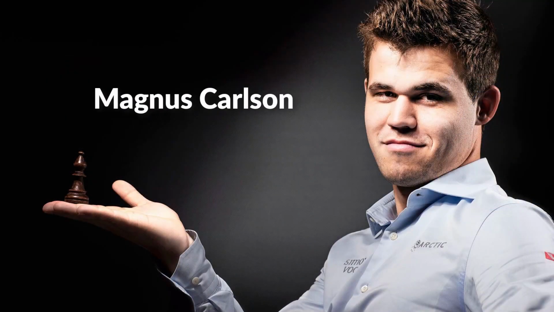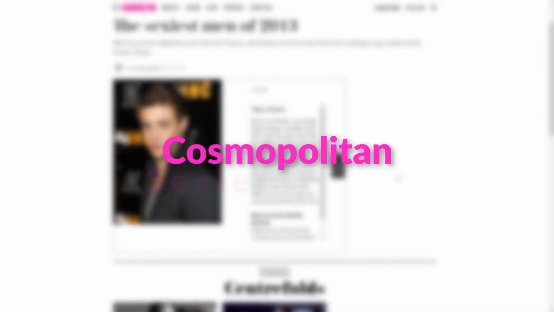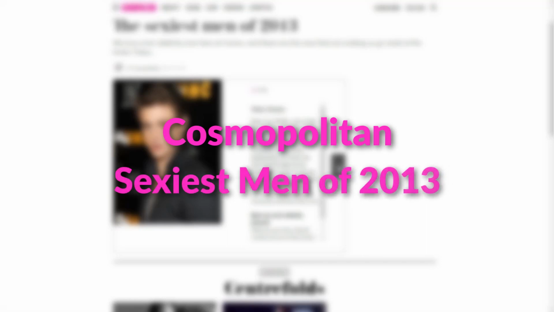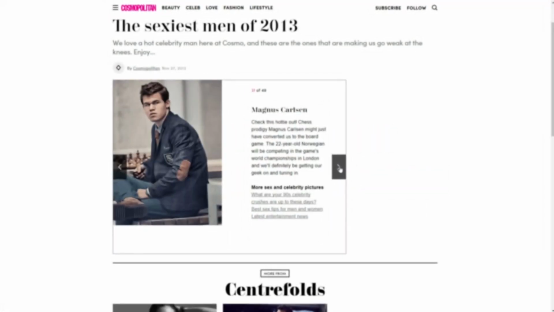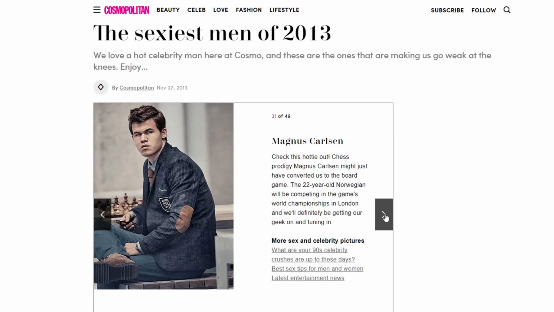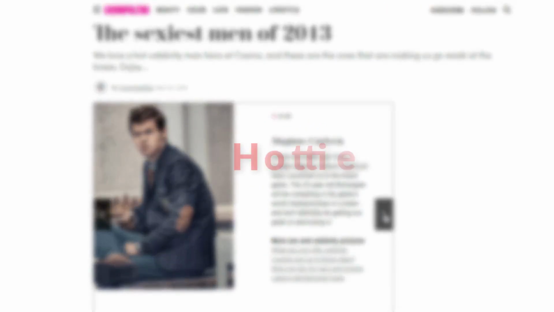The current world chess champion Magnus Carlsen is not only the highest rated player in the world, but he has also been voted one of the sexiest men alive. The UK edition of the women's magazine Cosmopolitan published a list of the sexiest men of 2013, and amongst the actors, singers and assorted other celebrities is the world's number 1 ranked chess player. The magazine described Carlsen as a hottie.